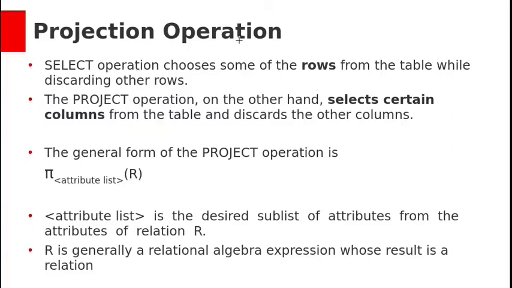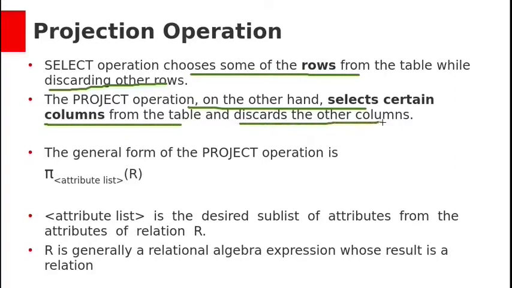Projection operation. Select operation chooses some of the rows from the table while discarding other rows. The project operation, on the other hand, selects certain columns from the table and discards other columns. It is denoted with pi. The general form is project attribute list on relation R.